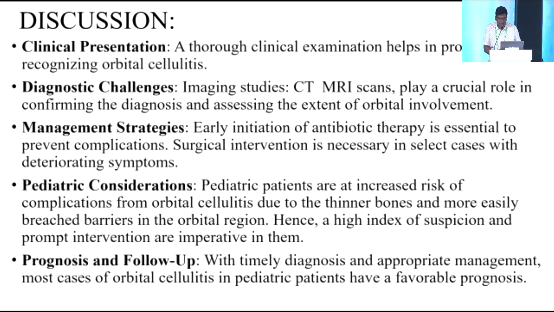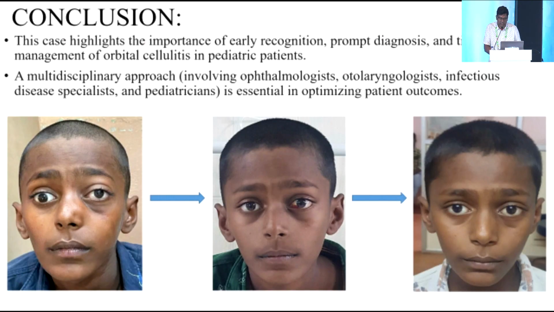Discussion: the clinical presentation helps in promptly recognizing orbital cellulitis. Diagnosis and investigations like CT and MRI are most important. In management, early intervention with antibiotic therapy is most crucial. In practical considerations, a high index of suspicion helps in earlier resolution of the patient's complaints. And prognosis and follow-up are also very important in this case.